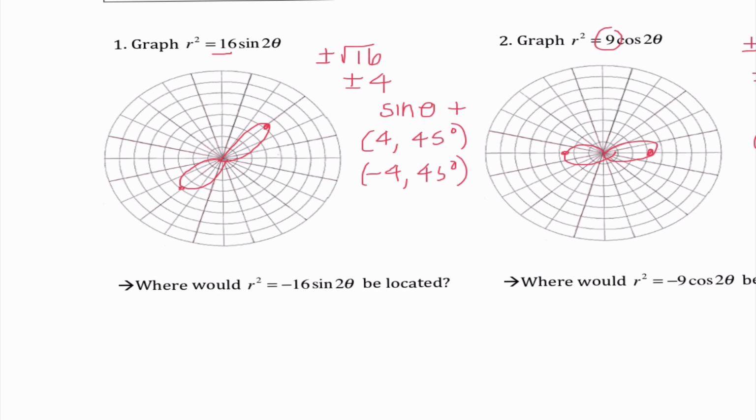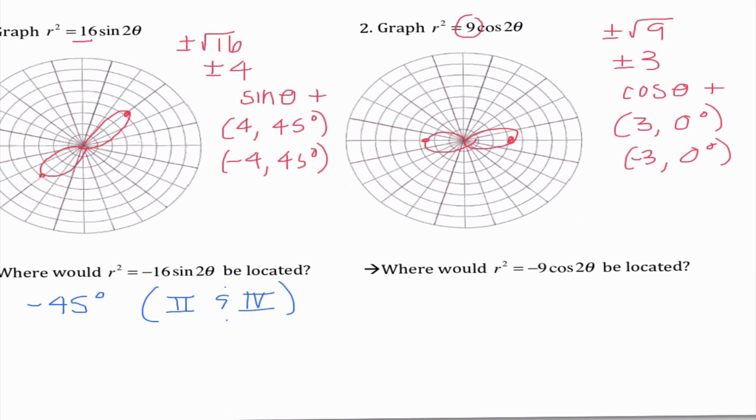So my question for you guys then is, where would r squared equals negative 16 sine 2 theta be located? We can see it's sine, and since this is negative, that means that it's going to be at negative 45 degrees, which really means it would be in quadrant 2 and quadrant 4. If we have negative 9 cosine 2 theta, this time, since it's cosine, we know it's going to be on an axis, but since it's negative, I know that it is going to be at 90 degrees. Or we could think of that as it's going to be vertical.